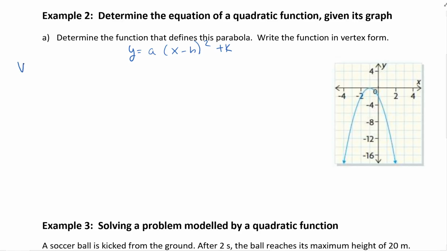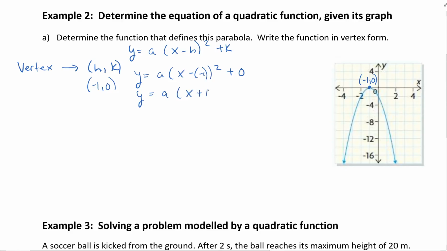I know that the vertex would give me my h and k values. In this case my vertex is at (negative 1, 0), so plugging that in, y equals a(x minus negative 1) squared plus 0. I could simplify that. The biggest mistake that students make is losing that squared sign. Do not lose that squared sign. That's very important for this equation.